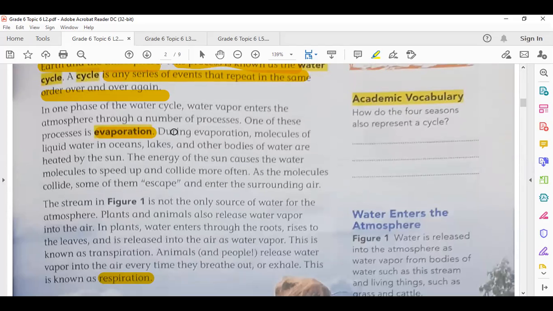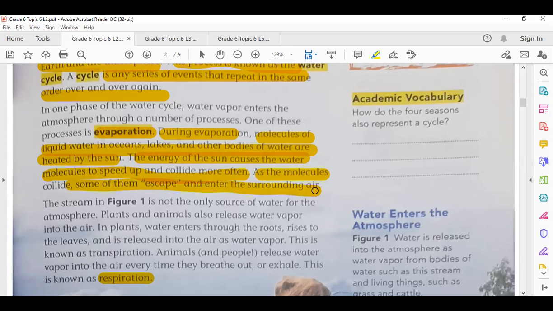The first process is evaporation. And as you know, during evaporation, molecules of liquid water in oceans, lakes, and other bodies of water are heated by the sun. The energy of the sun causes the water molecules to speed up and collide more often. As the molecules collide, they escape into the surrounding area. Simply, all of these details give one meaning: liquid water changes to water vapor.